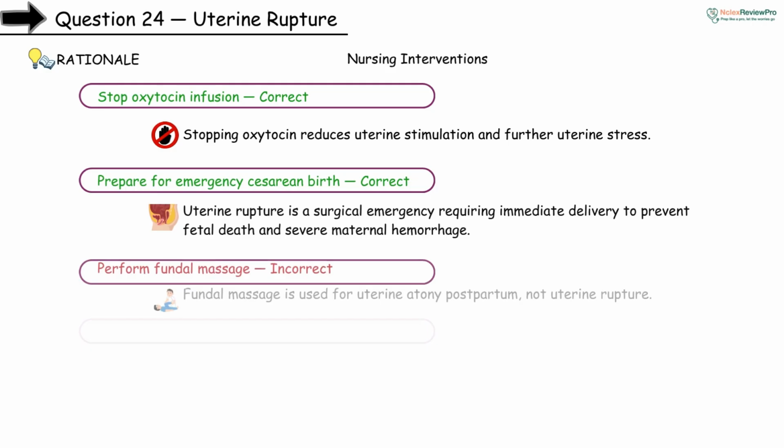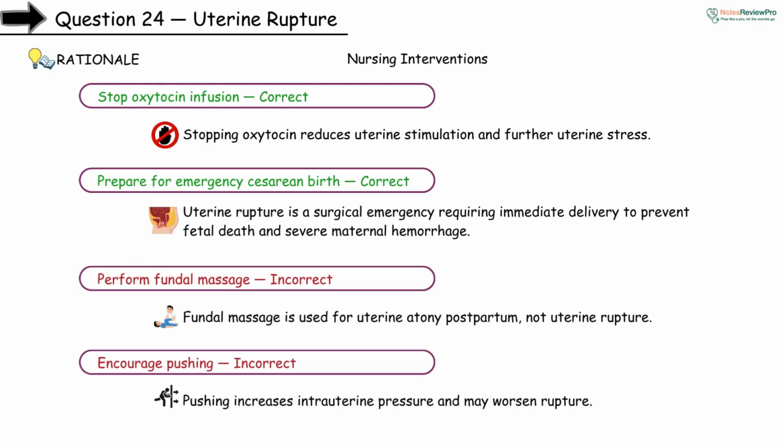Let's break this down. Stopping oxytocin is immediate. You need to reduce uterine stimulation right away to prevent further tearing. Preparing for emergency cesarean birth is critical. This is a surgical emergency. The fetus must be delivered immediately to prevent fetal death and severe maternal complications. Now let's rule out the incorrect interventions. Fundal massage is used for postpartum hemorrhage due to uterine atony, not rupture. Encouraging pushing increases intrauterine pressure and can worsen the rupture.